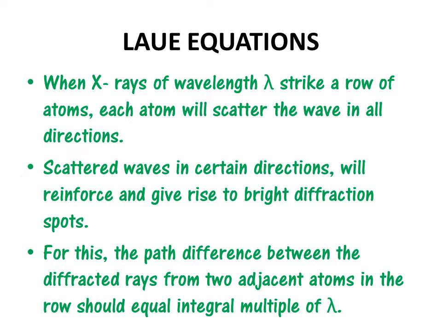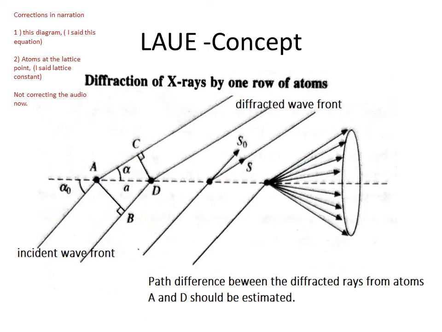2 waves. So in the Bragg equation, these 2 waves were coming from diffraction from 2 successive planes, whereas in the case of Laue equations, these 2 waves are assumed to be coming from diffraction from 2 adjacent atoms. So this diagram will help you understand that concept in a better way.